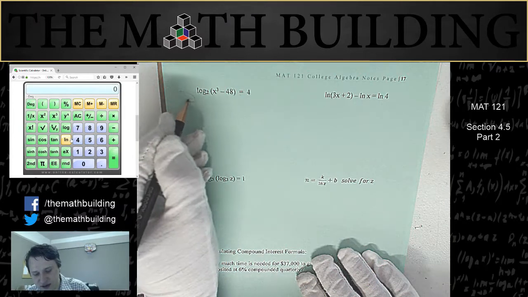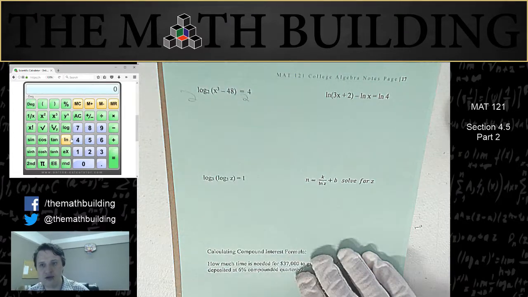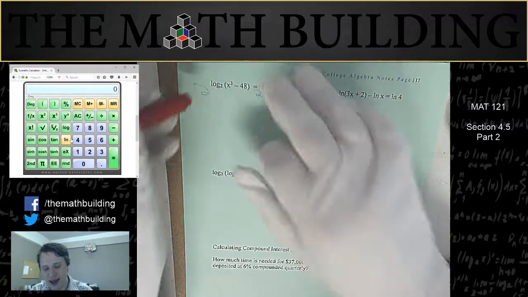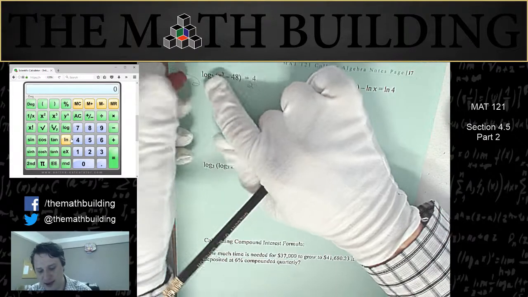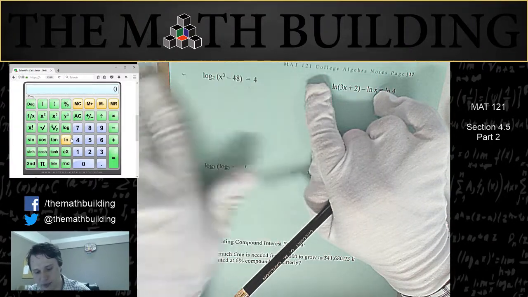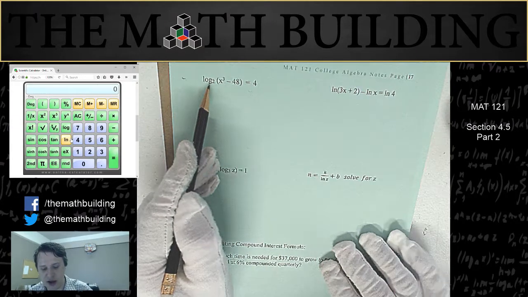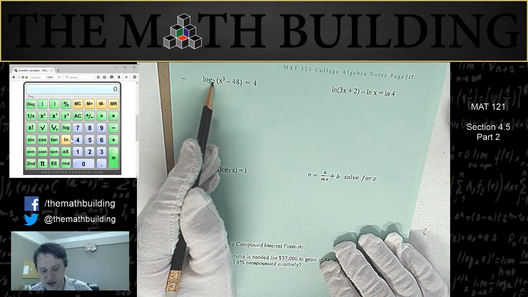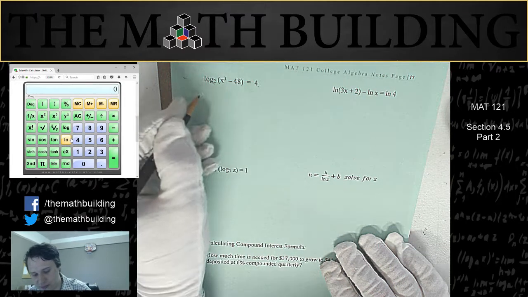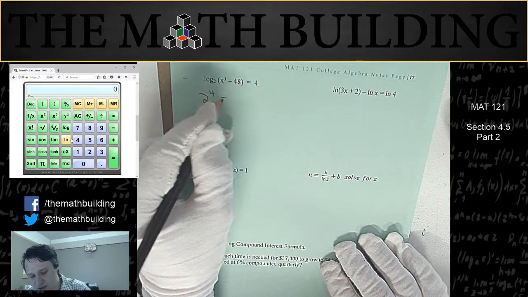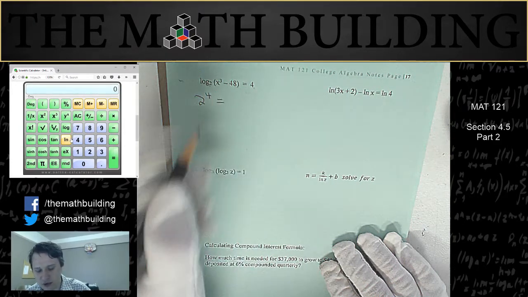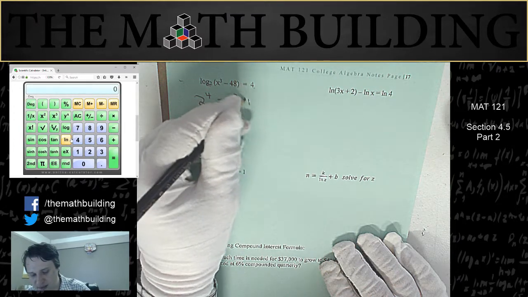In other words, take 2 to both sides. 2 to this equals 2 to that. But perhaps better is to do this. Realize that this is a log. And so the way to rewrite this is to say, here's your base. This to this power equals this. 2 to the 4, because remember, here's your exponent if that's a log. 2 to the 4 equals x^3 minus 48.